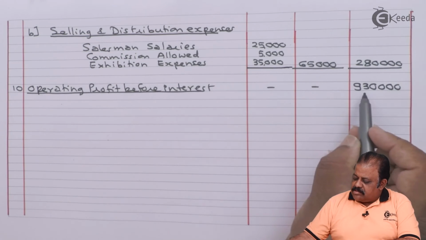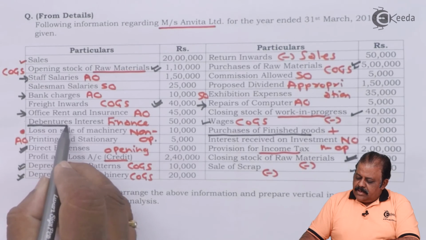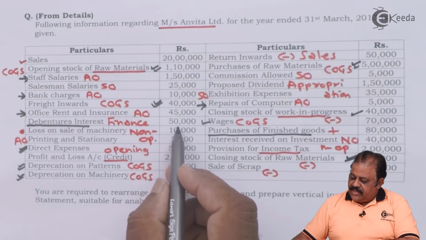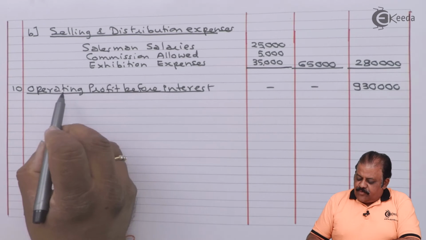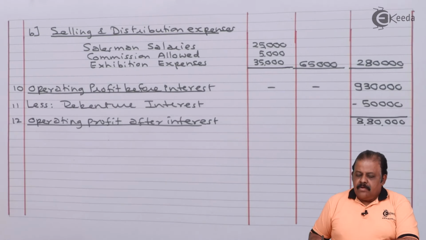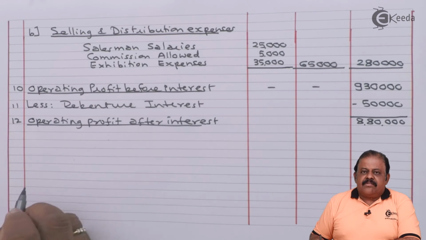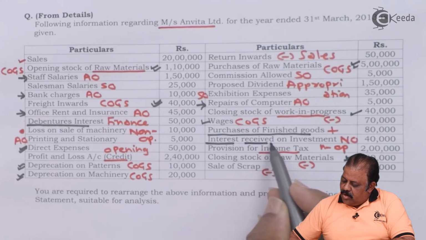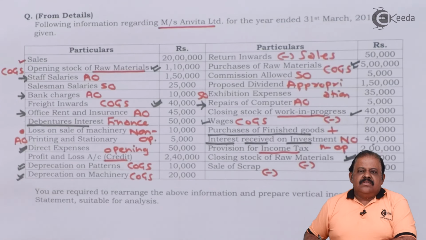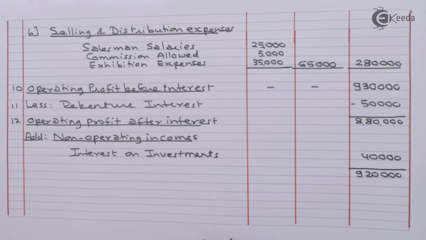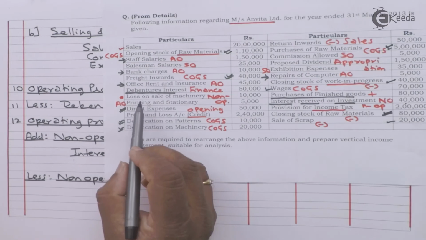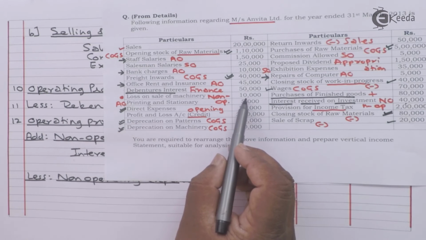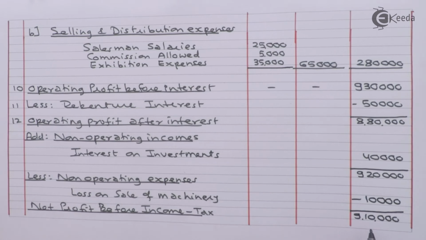Operating profit before interest 9,30,000. Here we have debenture interest 50,000. This will be deducted from operating profit before interest. Operating profit after interest. To this we'll be adding non-operating income. Interest received on investment 40,000. This is non-operating income. It is 9,20,000. From this we'll be deducting non-operating expenses and losses. Loss on sale of machinery 10,000. So we got net profit before income tax 9,10,000.